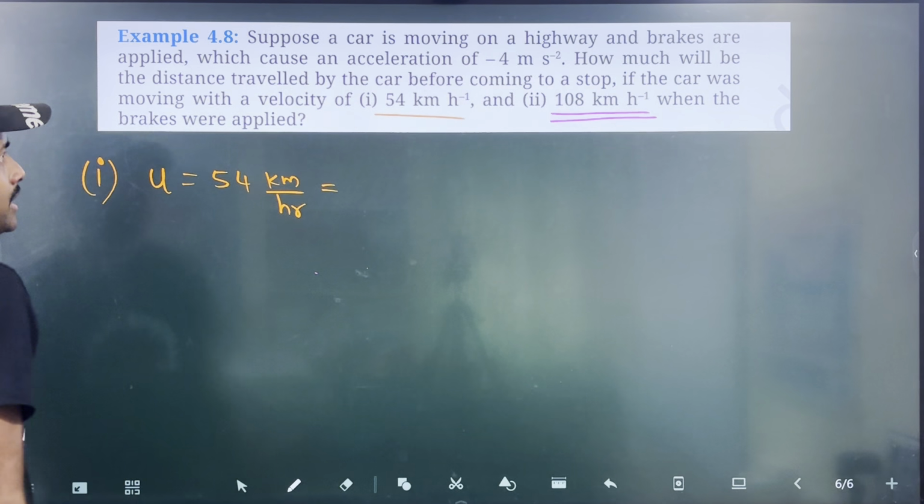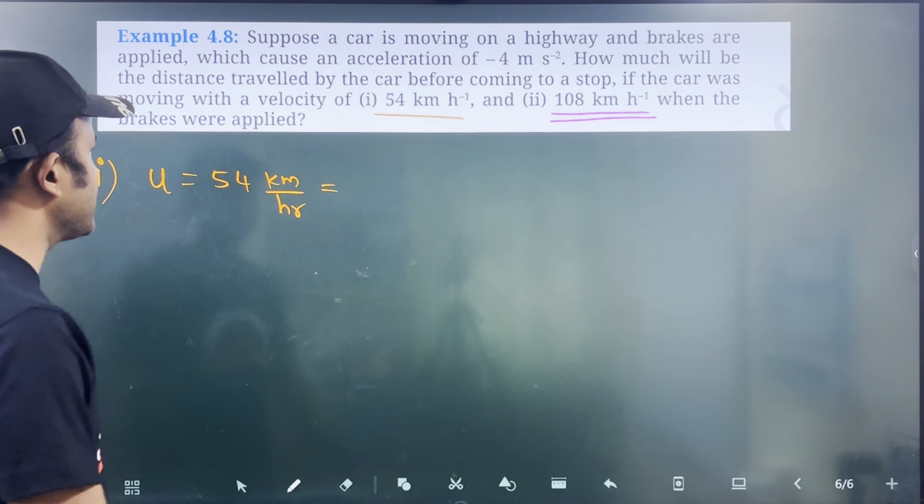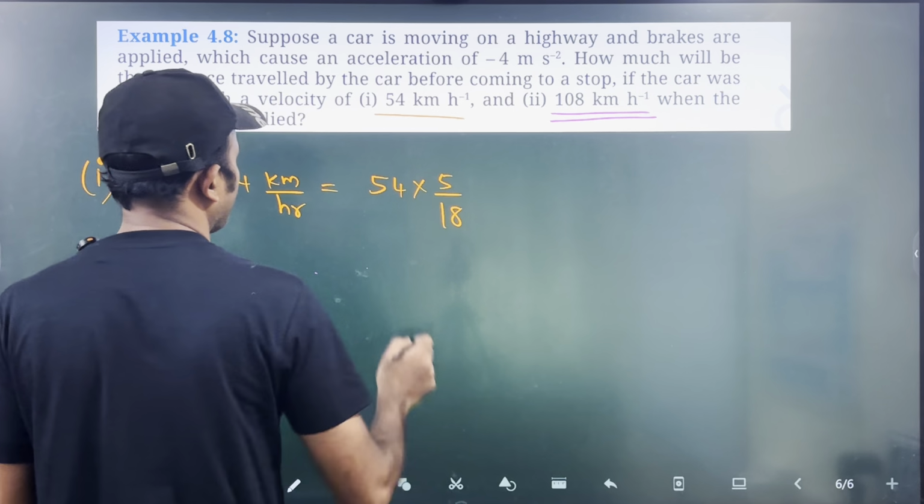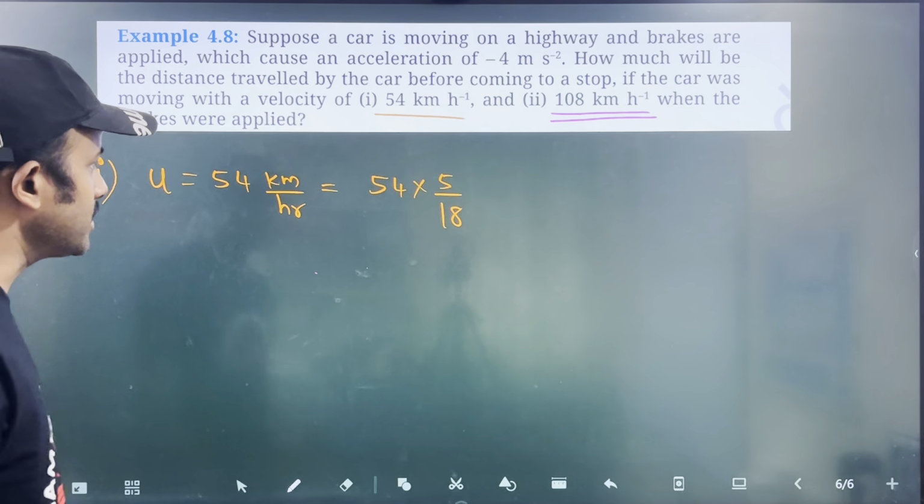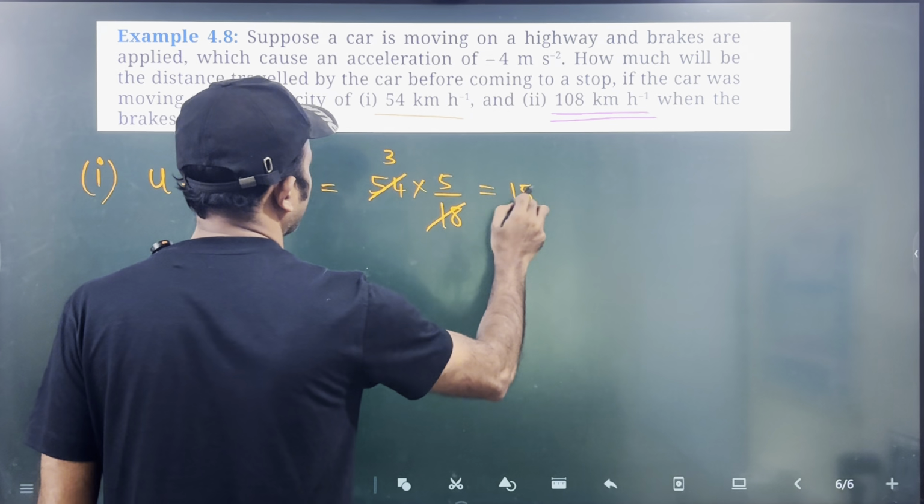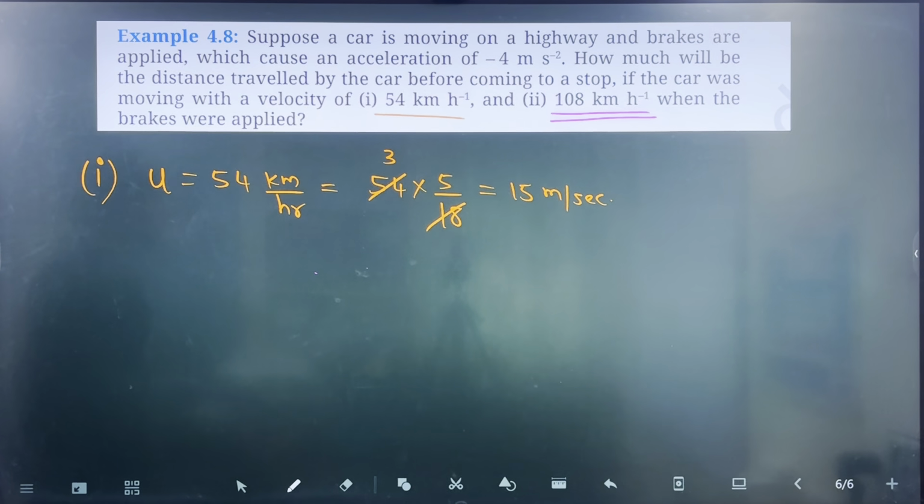Always remember that kilometer per hour, you change into meter per second. How do you change to meter per second? Just multiply with 5 by 18. So 54 into 5 by 18. How much is it? 18 three times is 54, and 3 fives are 15. So that is 15 meter per second. This is the initial velocity of the car.